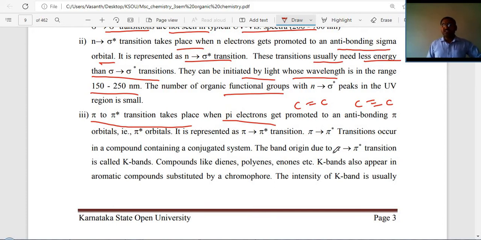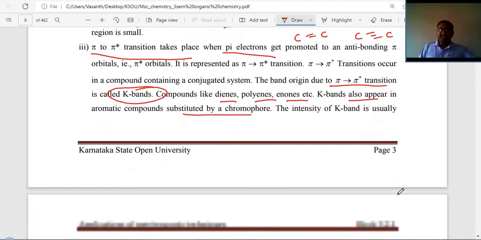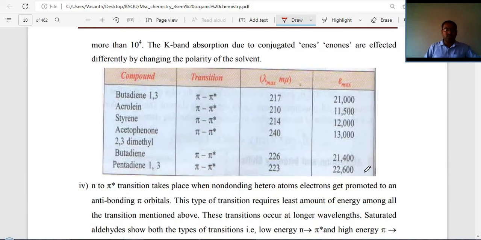The band region originating due to the pi to pi star transition is called what? K bands. Compounds like dienes, polyenes, enones, etc. show K bands. K bands also appear in aromatic compounds substituted by a chromophore. The intensity of a K band is usually more than 10 to the power of 4.